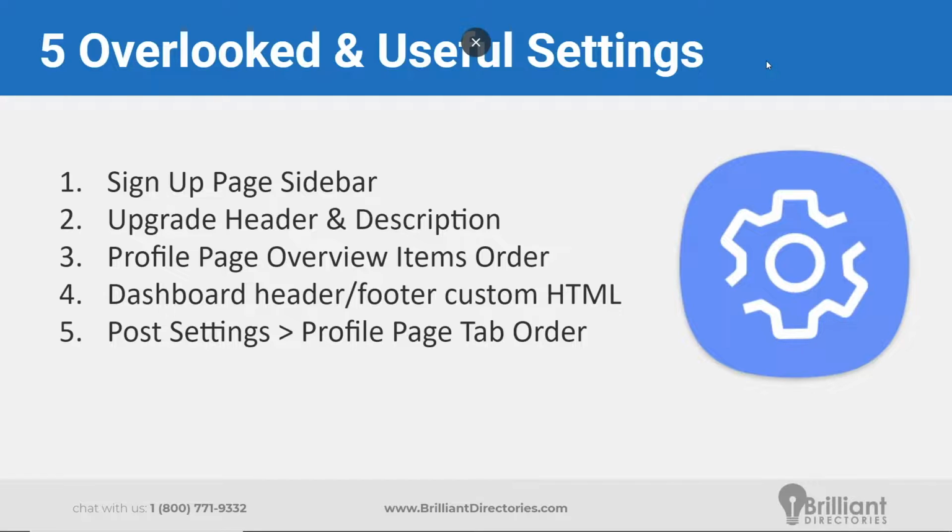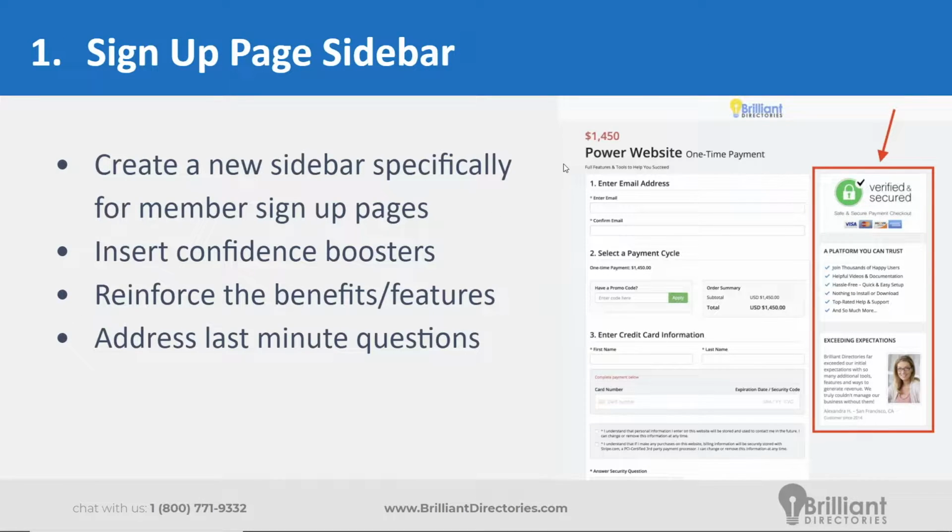So we listed out the top 5 settings that we'll be going over here, and then we'll dive into each one individually. But the first one is adding a unique sidebar on the sign up or the checkout pages on your website. We've got some really good tips for this one. So here on the right hand side, you could see just a sample checkout page. This is actually one from brilliantdirectories.com. But ones on your directory websites are very similar, and you can add similar sidebars to those as well.